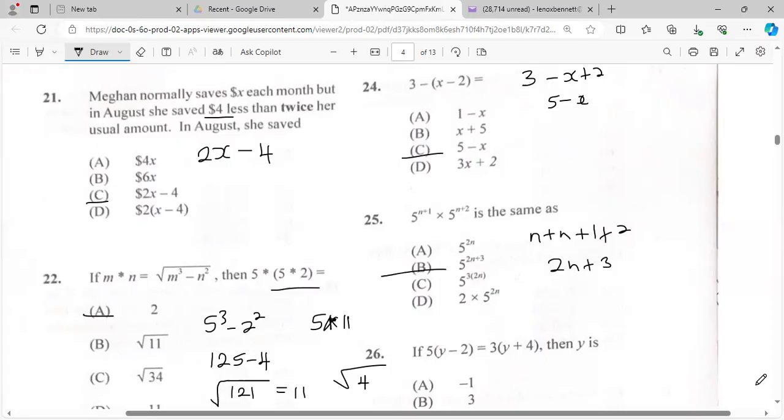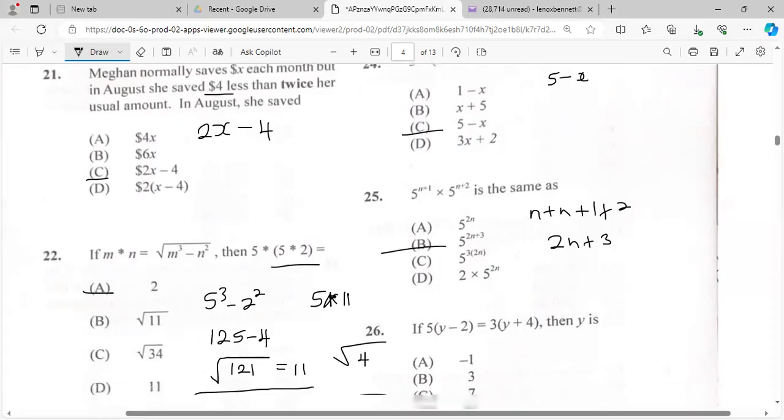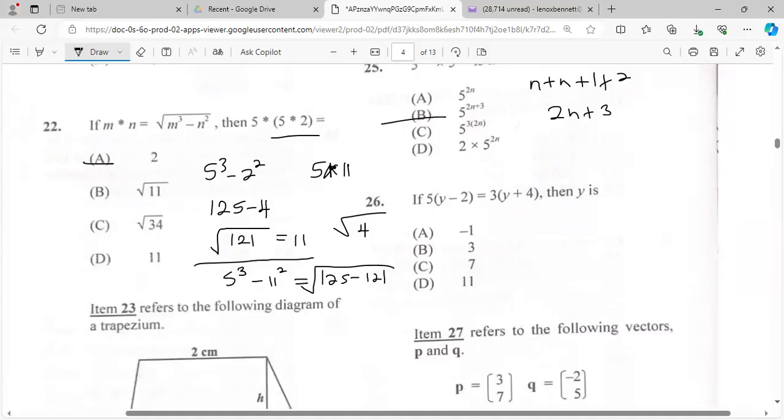Alright, let's move on to 26. If 5 bracket y minus 2 is equal to 3 bracket dot dot dot, then the value of x is, so let's expand the bracket. 5 times y, 5y. 5 times 2, that's 10.